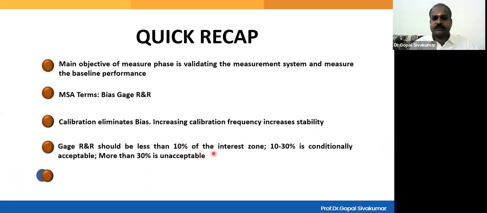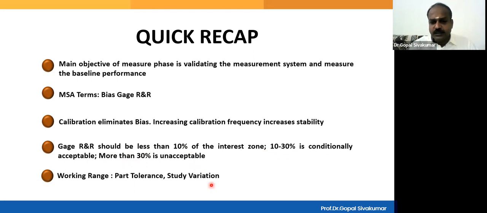Gauge R&R should be less than 10% of the interest zone, I mean the working tolerance or part tolerance. If it is in the range of 10 to 30%, the measurement system is considered conditionally acceptable. But in any case, if the gauge R&R value is more than 30%, the measurement system is unacceptable, and don't collect data using such a measurement system. As I already mentioned, the working range is the part tolerance. If the part tolerance values are not known or not available, you can consider study variation in place of part tolerance. Study variation is nothing but the range of your readings.